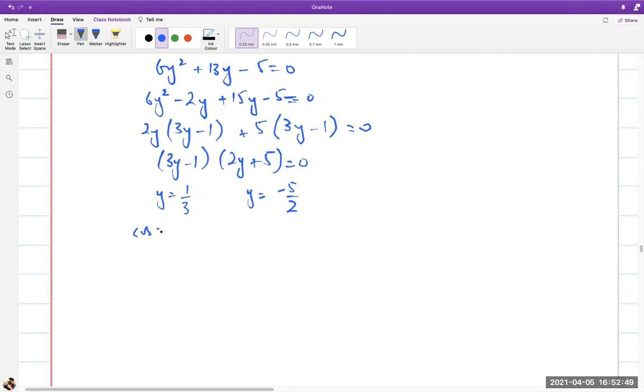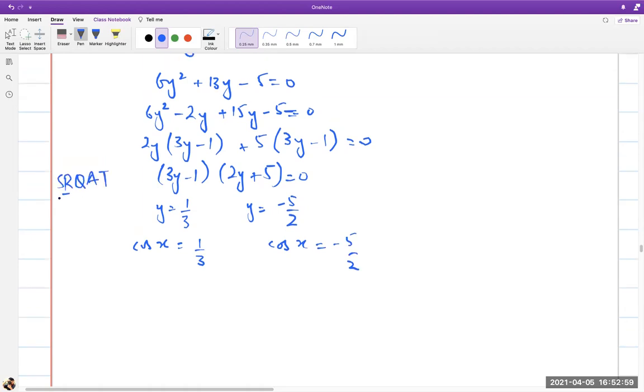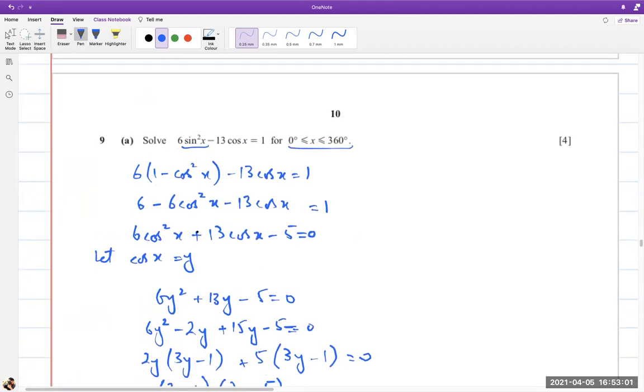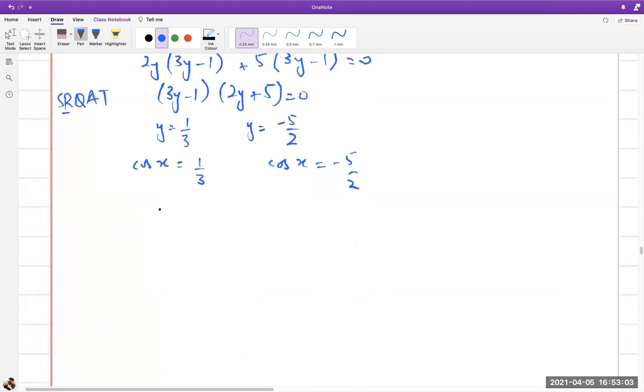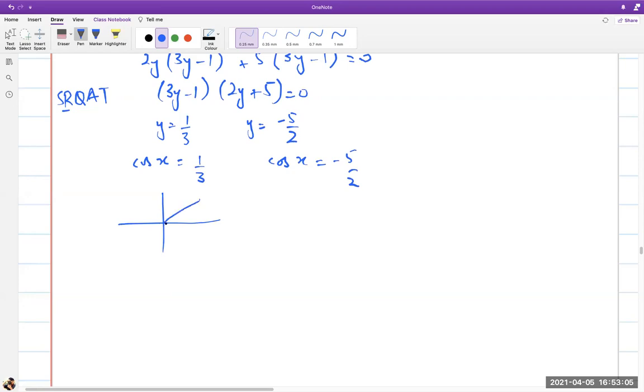Because this is equal to cos of x, I will need to remember senior cat. If you remember correctly, senior cat said that you simplify, then you find the range. Do we have the range? Yes, we do, 0 to 360. And then quadrant. So quadrant for this is going to be this and this, and for this one is going to be this and this. Then alpha. Alpha is this angle. So cos inverse of 1 by 3.